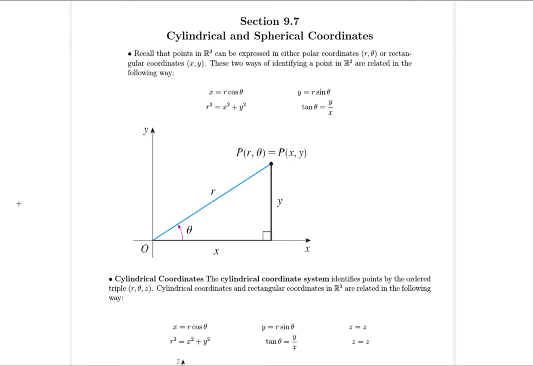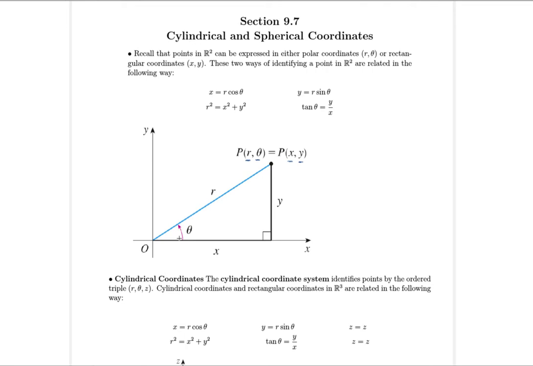So in 2 dimensions, we know that instead of identifying a point by its x and its y value, we could instead identify it by how far it is away from the origin, so r, and what angle it makes with the x-axis, right? And so we have this picture here.